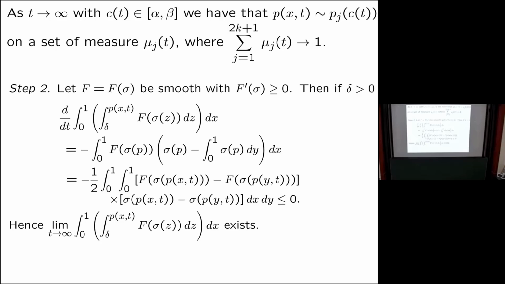So first of all, Z is equal to P, so that gives you F of sigma of P, and then you have to multiply by P dot, which is sigma minus the integral of sigma. And then you rearrange it like this, and you see that if F prime is greater than or equal to 0, then this whole expression is less than or equal to 0, so that this limit exists.